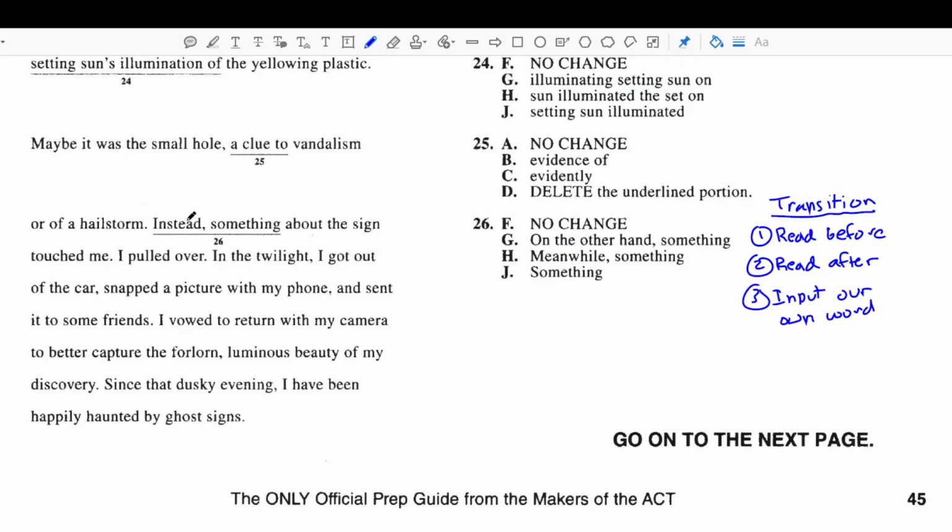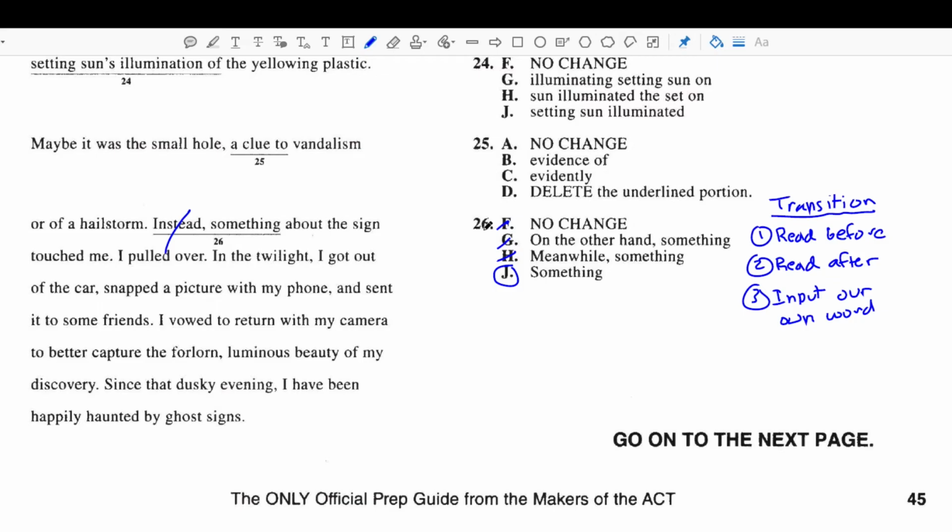Well, we can get rid of "instead," because what does instead mean? It means I had two options and I picked one over the other, right? But we weren't talking about two options here. "On the other hand" is the same thing. I have two different things that I could do. I could do this, but on the other hand, I can do that. So that would be wrong as well. How about "meanwhile"? Well, meanwhile is temporal, meaning I'm doing something at the same time as something else, but there was no indication of that. So again, I'm left with answer choice J, which is just get rid of the transition word.